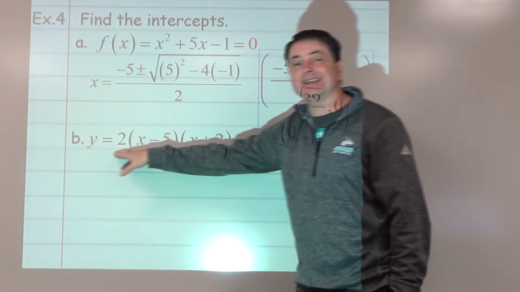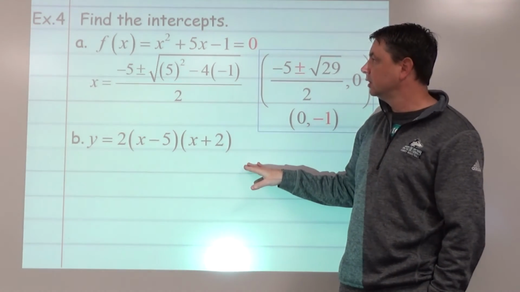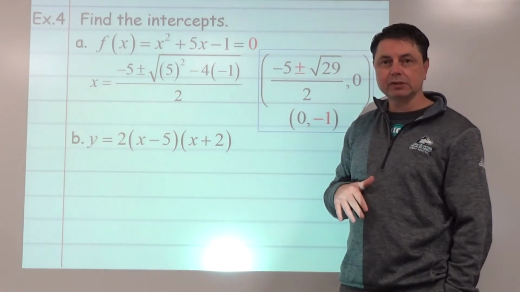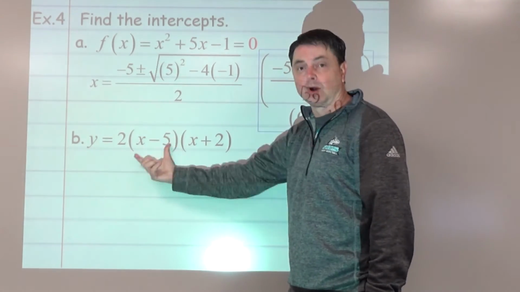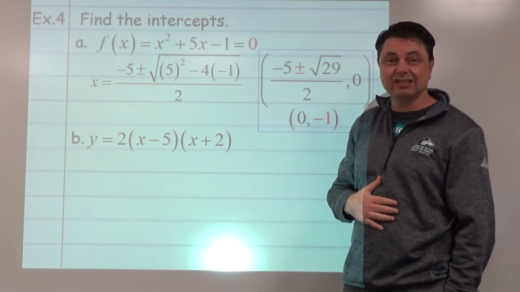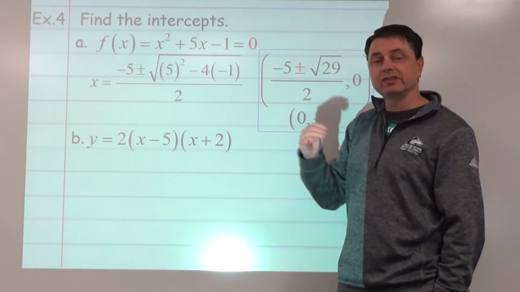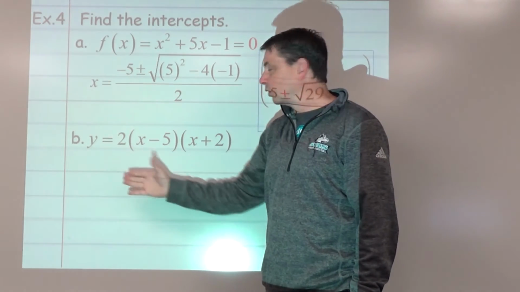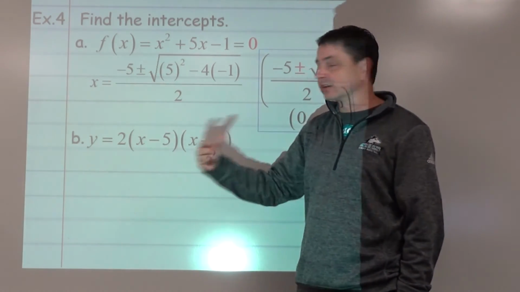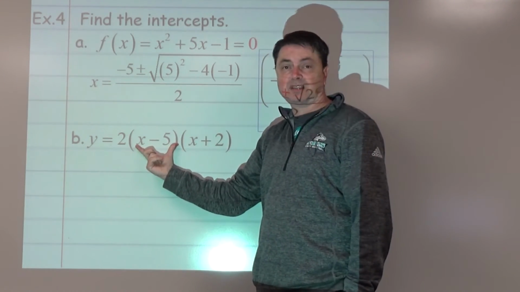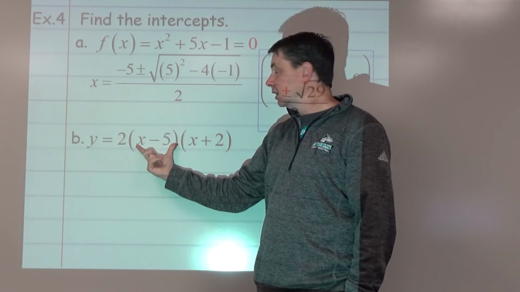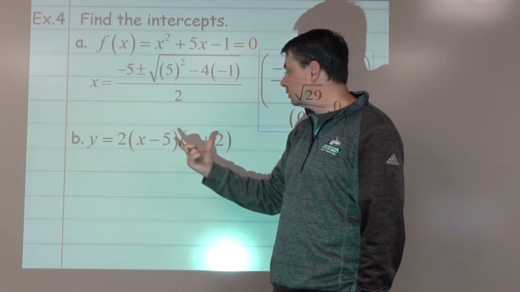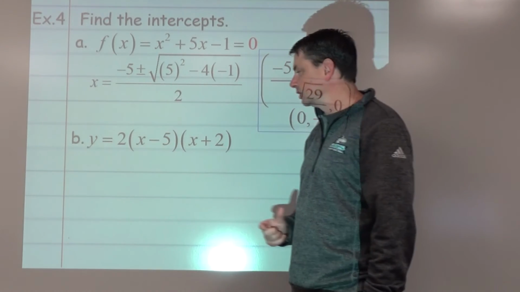Part B, this one is in intercept form. So the x-intercepts, since it's in intercept form, should be pretty easy. Remember, for our x-intercepts, something comma 0. So again, A doesn't matter for our intercepts, at least for the x-intercepts. Think opposite is one way to go. So (5, 0), (negative 2, 0).